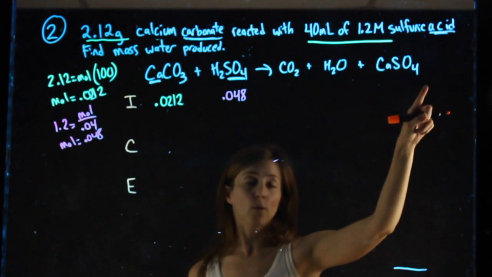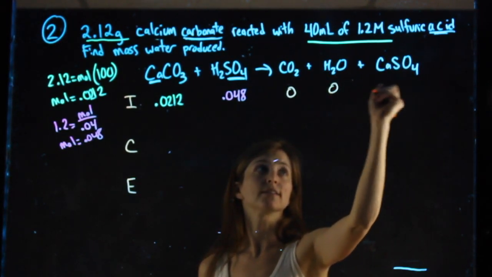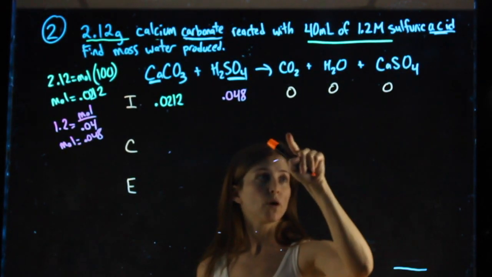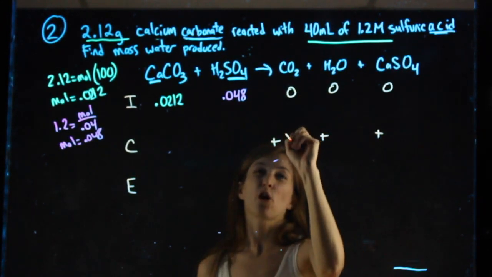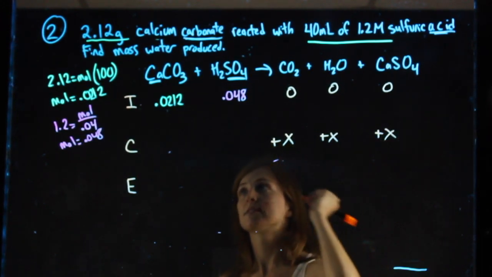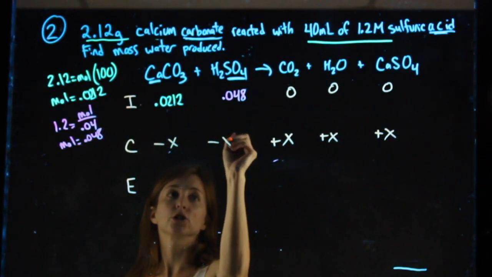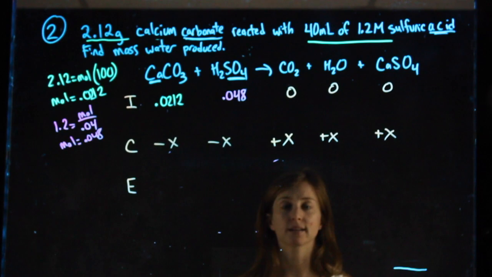Our products, we don't have any to start, so they all start as 0. We're also always increasing our products, so this side is plus. Coefficients are all 1, so these just have 1x. This side is minus, coefficients are also 1, so also just minus x.